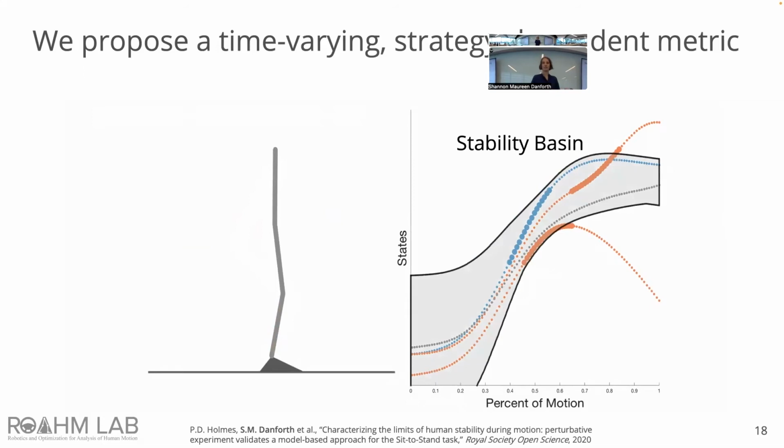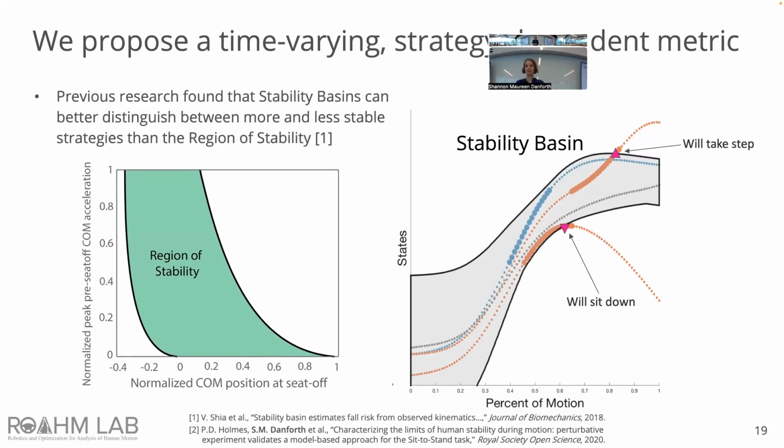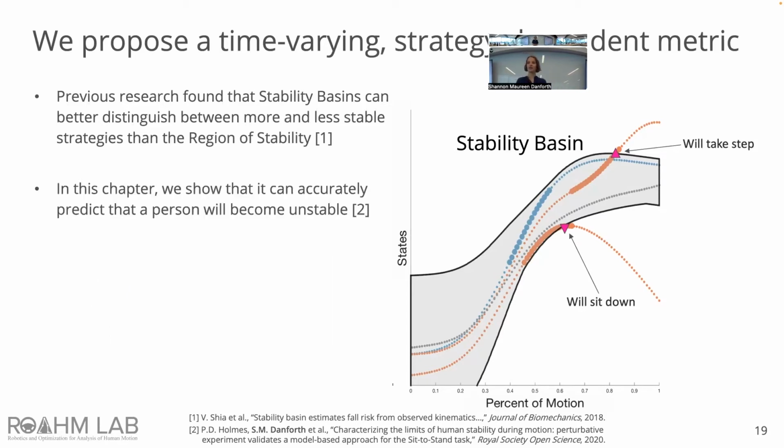And we call this object the stability basin, and it looks like this gray region shown here. So when trajectories exit the stability basin, we predict that an individual will have to change their control strategy, again by sitting or stepping, in order to recover. And previous research has found that stability basins can better distinguish between more and less stable control strategies than the region of stability that I presented earlier. In this chapter, we show that it can accurately predict that a person will become unstable.